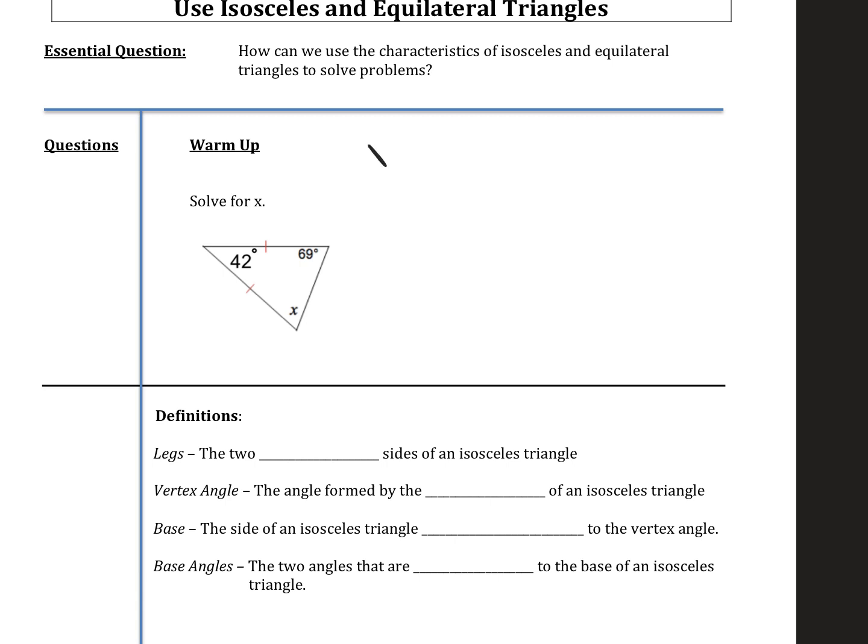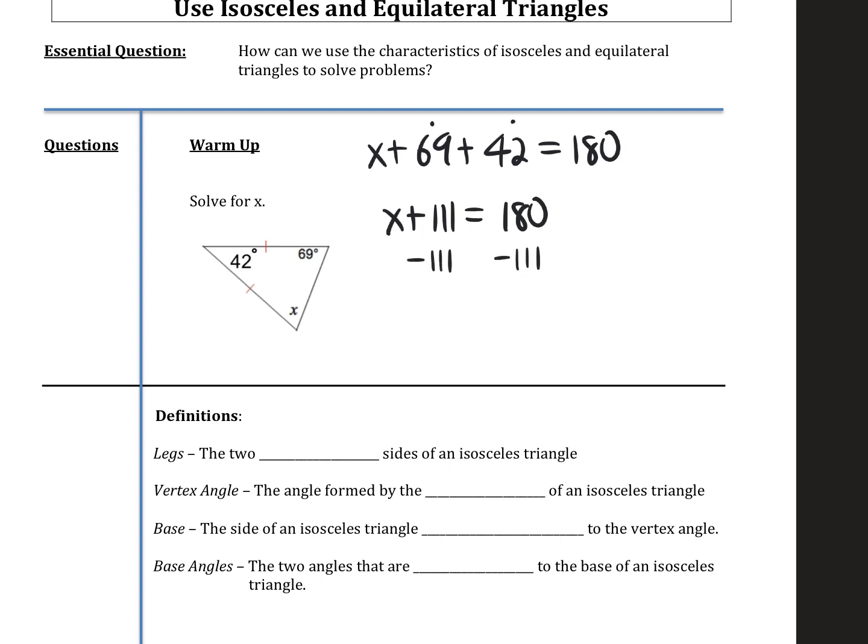All right, so let's go ahead here. We're going to add up the angles here. So we have x plus 69 plus 42 equals 180. Combine like terms here. We get x plus 111 equals 180. How do we solve for x now? Subtract 111. We get x equals 69 degrees.